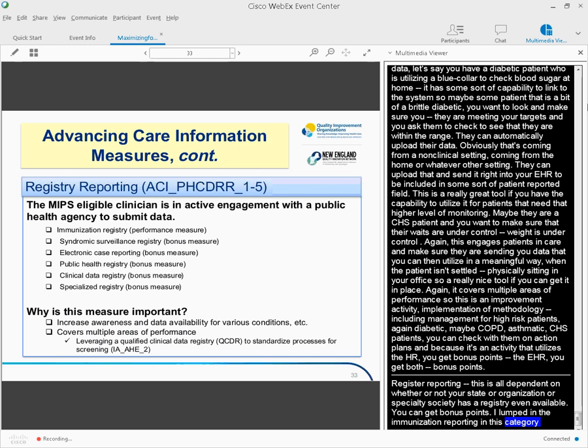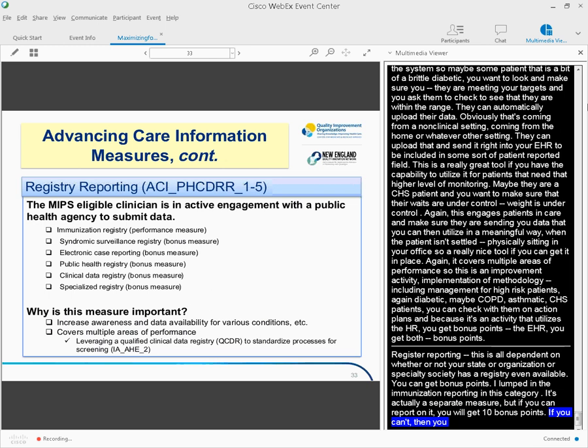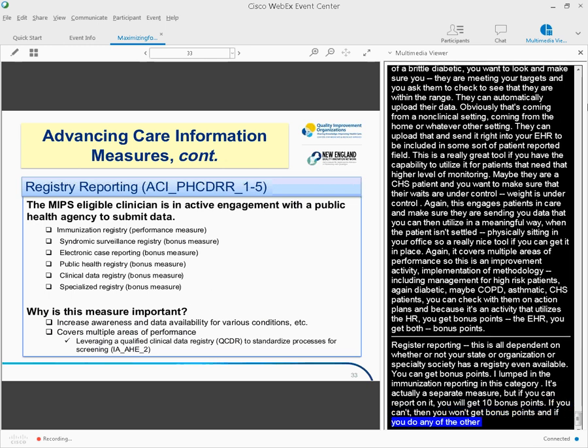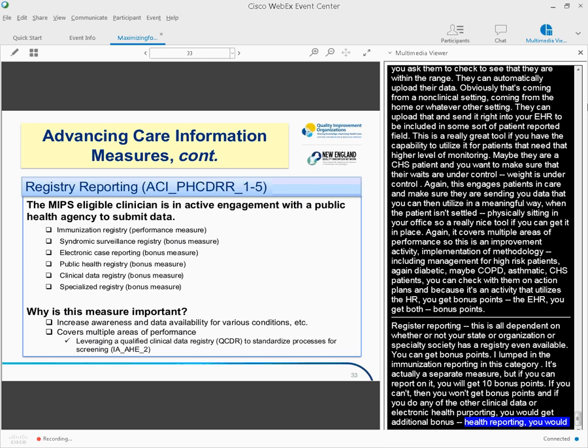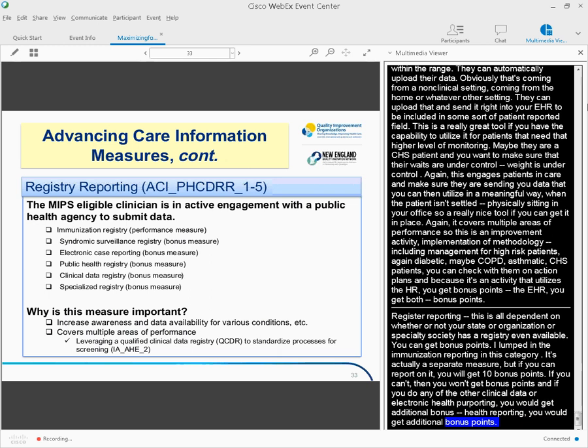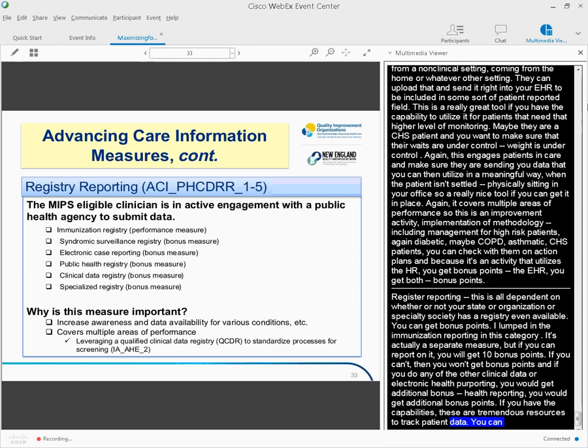And then if you do any of the other clinical data or electronic health reporting, you would get additional bonus points. So you can get a performance measure or bonus measure. If you have the capabilities, these are tremendous resources to track patient data. You can both get local, regional, national data if you can submit and then utilize data that may be provided to you by this registry.